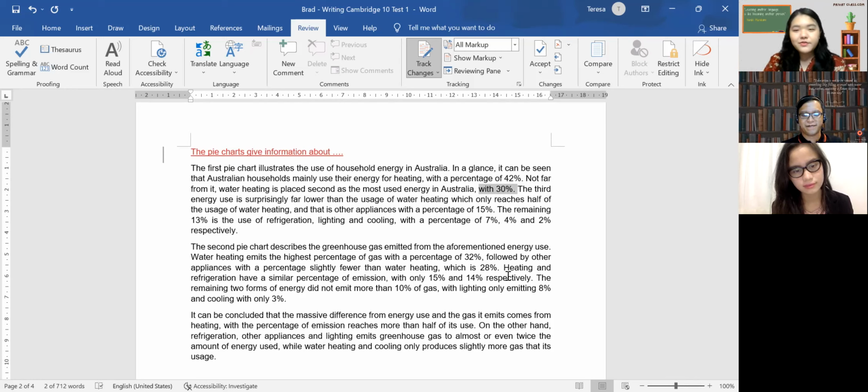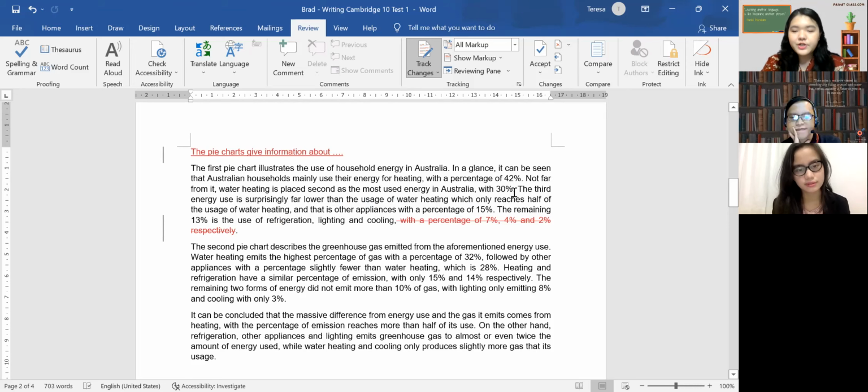Okay. So for example, you can perhaps say the third energy use is surprisingly far lower. And then maybe you use a semicolon. Then, oh no, we cannot use that one. Okay. And by the way, you can just mention the 30% of this. You don't have to break them down. Oh, really? That's okay, yeah? Yes, that's okay. As long as it stays true. All right. That's interesting. Okay.